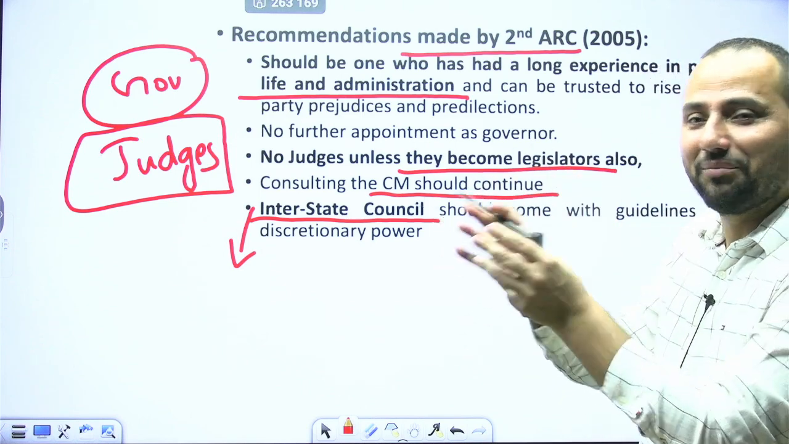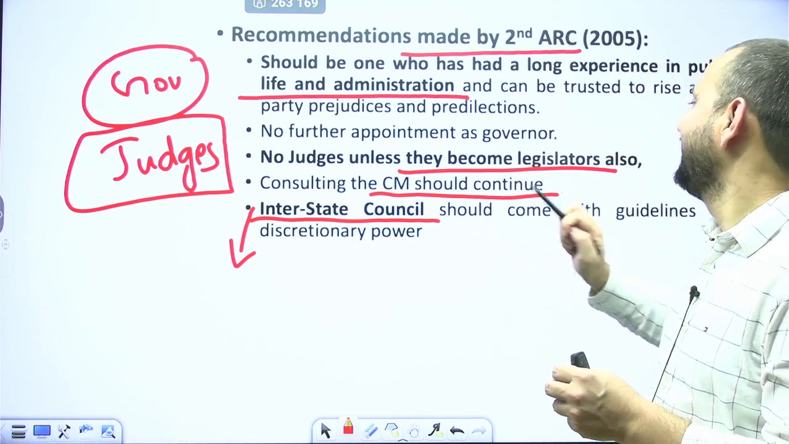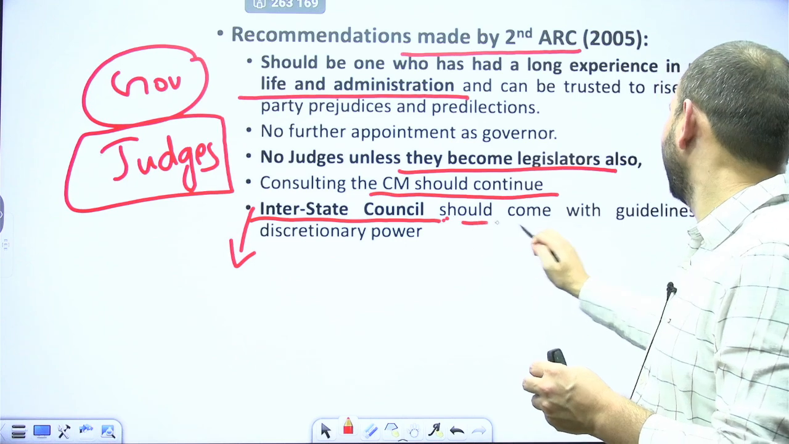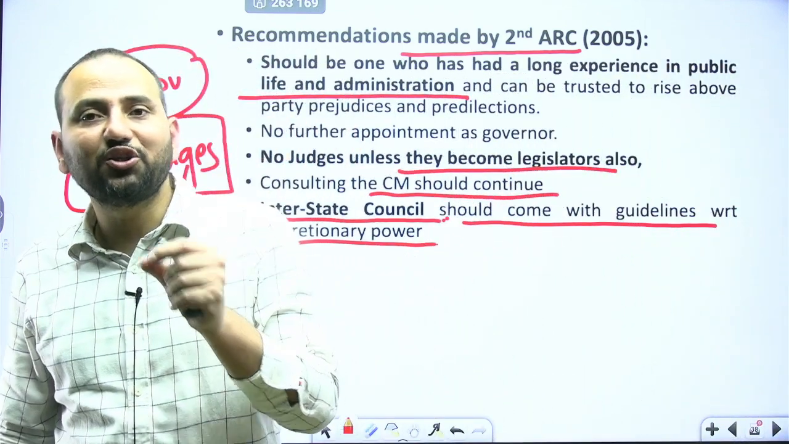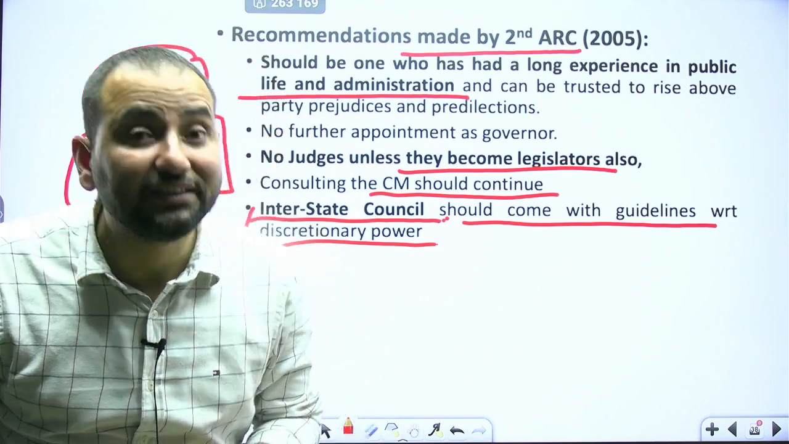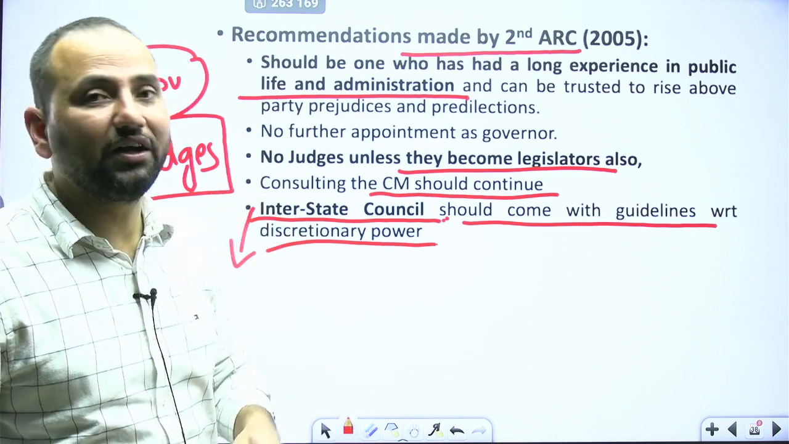We have seen those commissions here. Now, the point is, the interstate council also specified that it should come up with guidelines with reference to discretionary power, because the biggest issue with reference to this structure of the governor is this discretionary power. So we have to see this very clearly. These were specified by the second ARC.